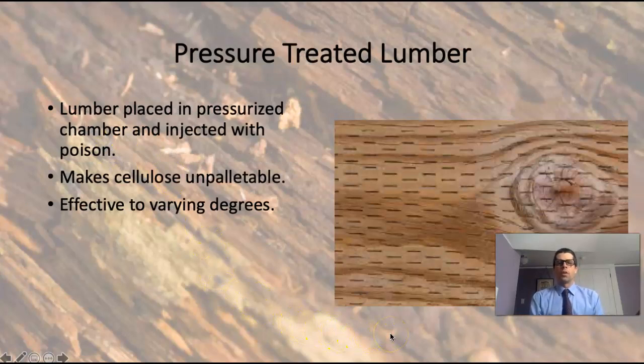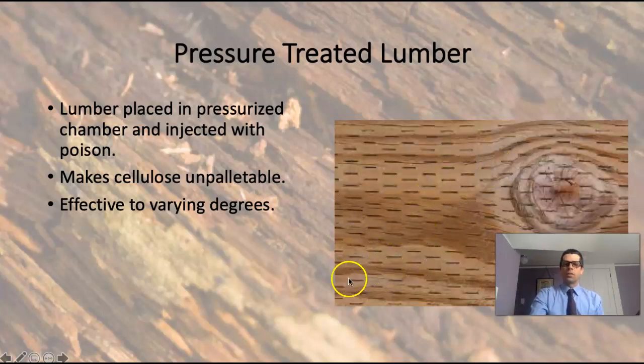Pressure treated lumber, what we're doing with pressure treated lumber is we're poisoning the food. Okay. We're taking fir or pine or just normal species of wood that in any normal circumstance would just get eaten for breakfast by wood destroying organisms, and we're putting it in this pressurized chamber, punching a bunch of holes in it, so that the poison can infiltrate the wood.